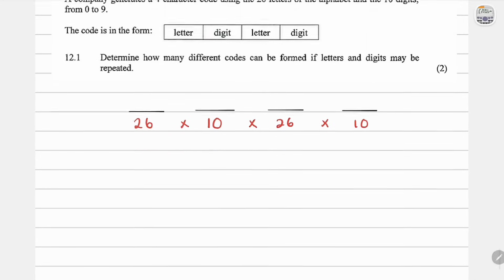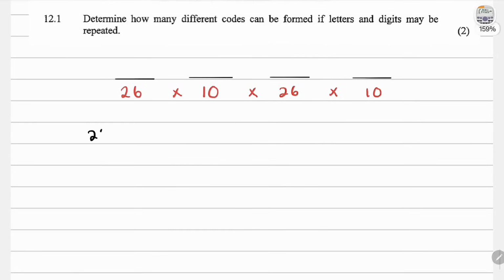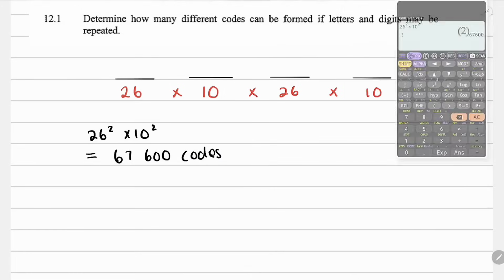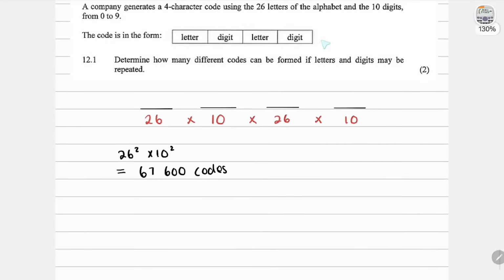Okay, so we can go ahead and find out what that is. It's really just 26 squared times 10 squared. Okay, so let's find out what that is, and that would be the number of codes that can be formed. So that is 67,600 codes that can be formed. And that is the answer to that question.